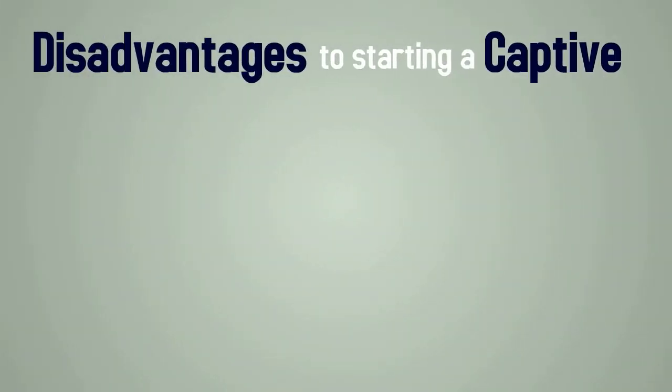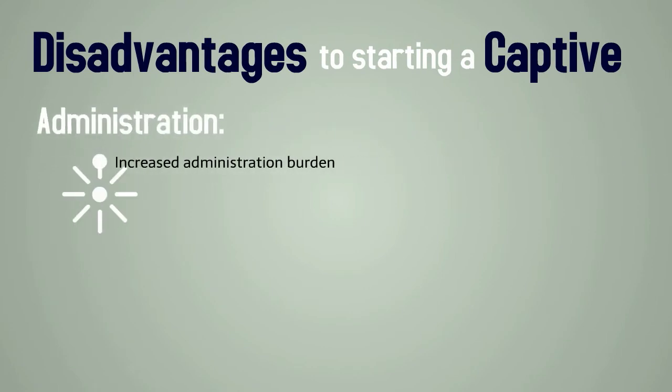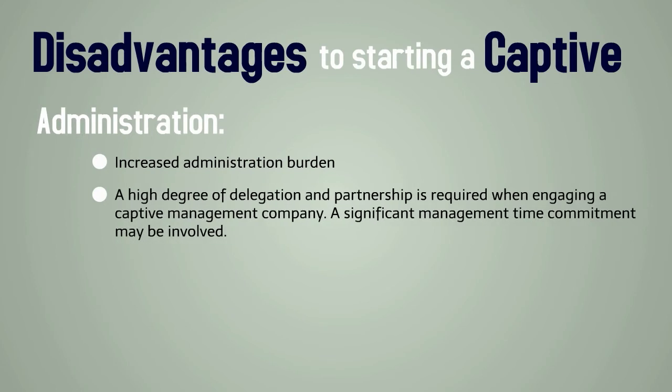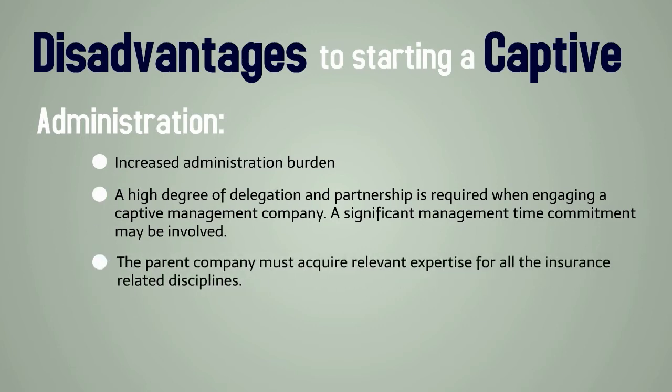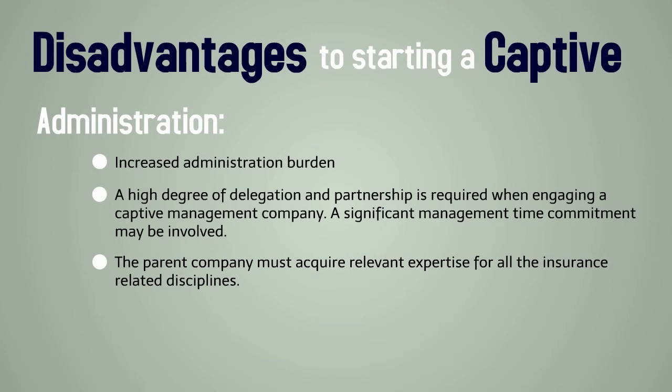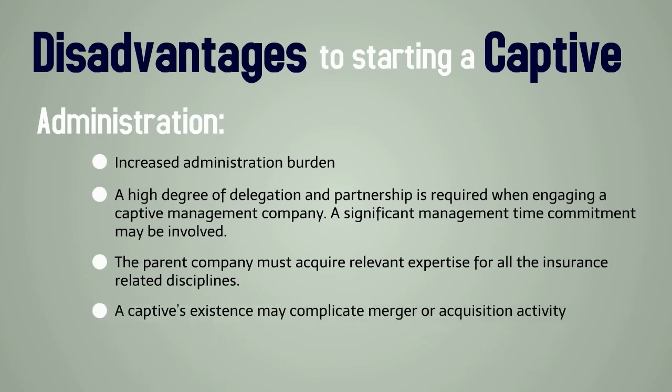There are some disadvantages to starting a captive. Increased administration burden: a high degree of delegation and partnership is required when engaging a captive management company. A significant management time commitment may be involved. The parent company must acquire relevant expertise for all the insurance-related disciplines. A captive's existence may complicate merger or acquisition activity.